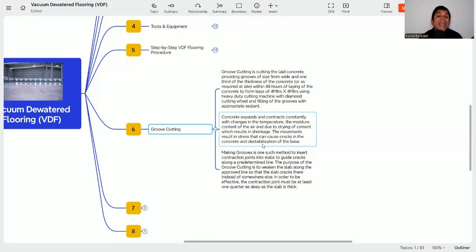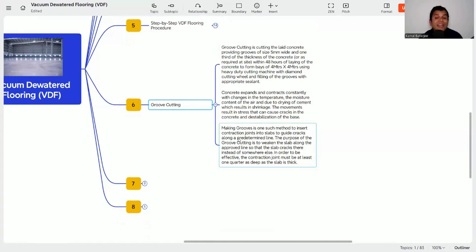Making grooves is one such method to insert contraction joints into slabs to guide cracks along a predetermined line. The purpose of groove cutting is to weaken the slab along the approved line so that the slab cracks there instead of somewhere else. In order to be effective, the contraction joint must be at least 1/4 of the depth of the slab thickness. So again, this is a process to minimize any cracks that are generated. In order to enhance the quality and durability, groove cutting is essential. It is an integral part of VDF flooring.